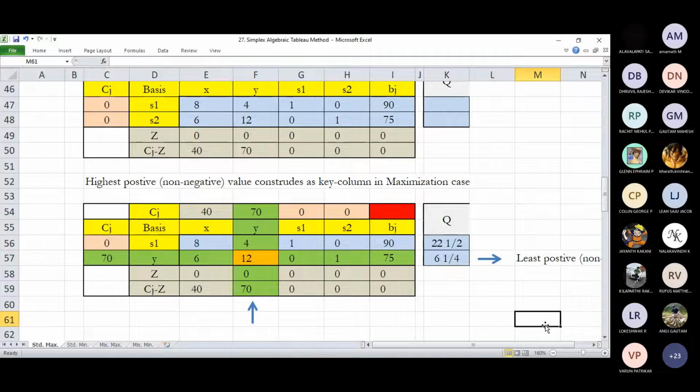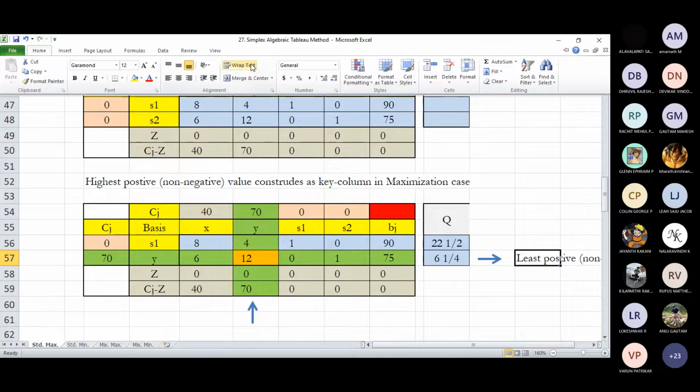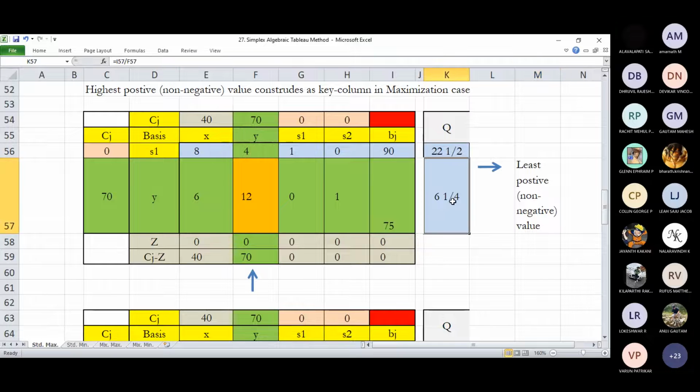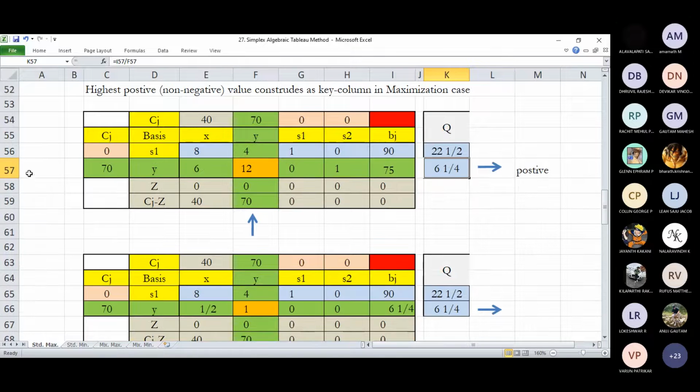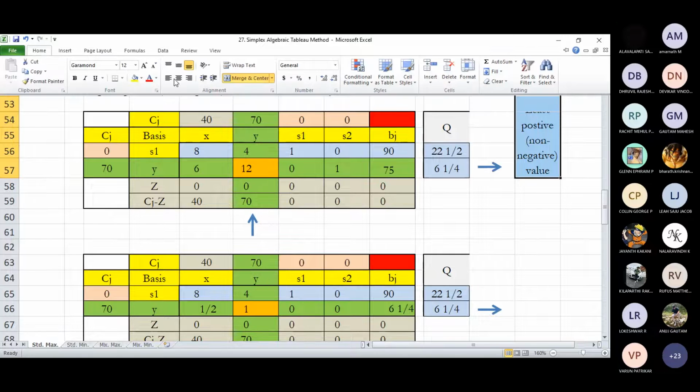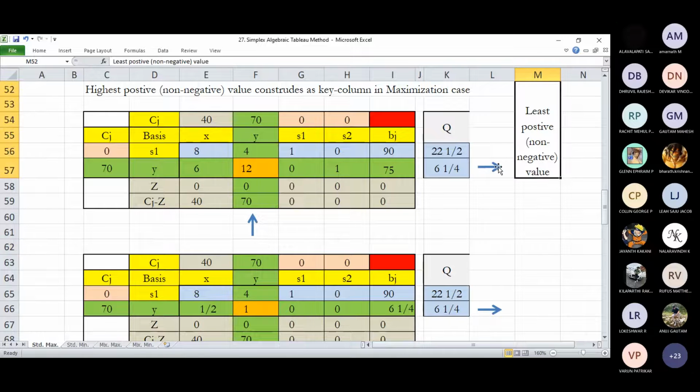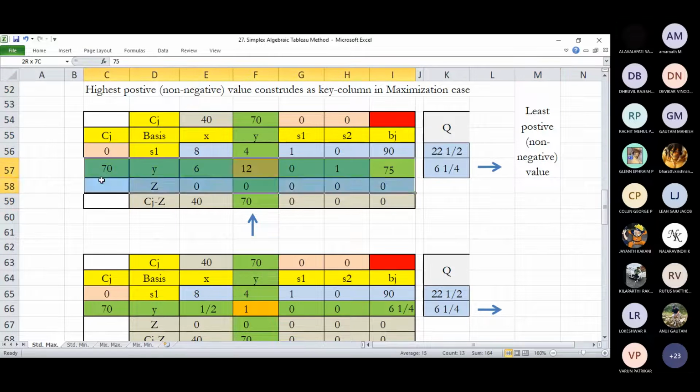Right, non-negative value. So in this case, this is the least positive value. That's why it is mentioned here. So that corresponds to the key row. The point of intersection of the key column and key row, we already know, is the pivot element, right? So this is the pivot element. The point of intersection of the key column and the key row is the pivot element.